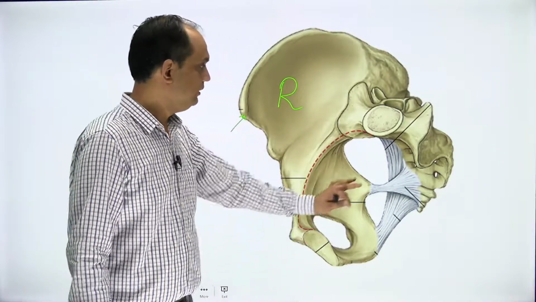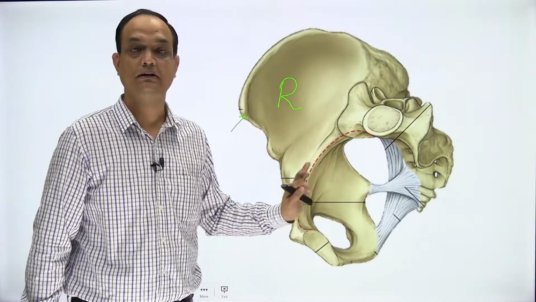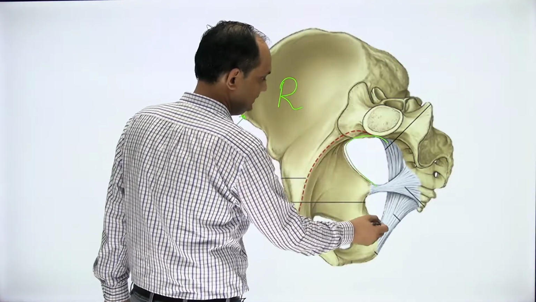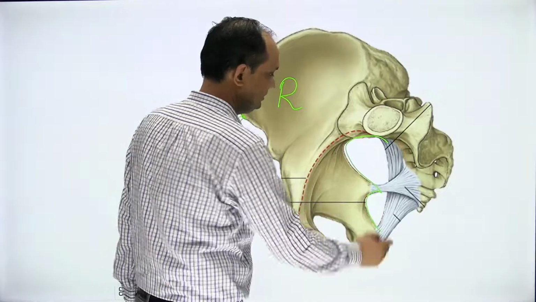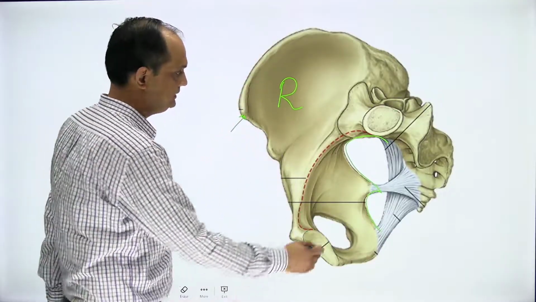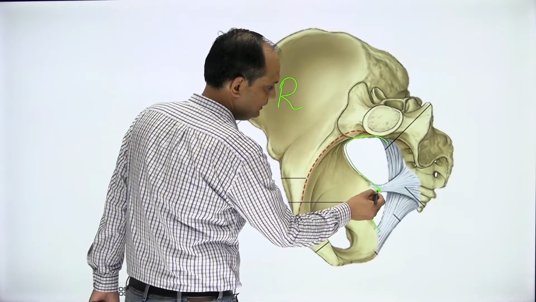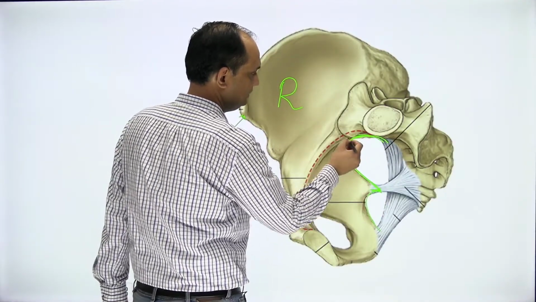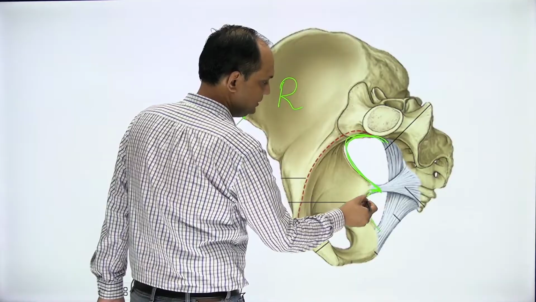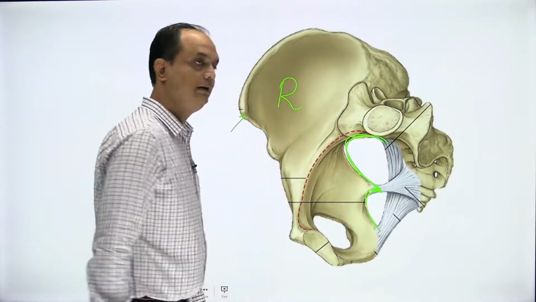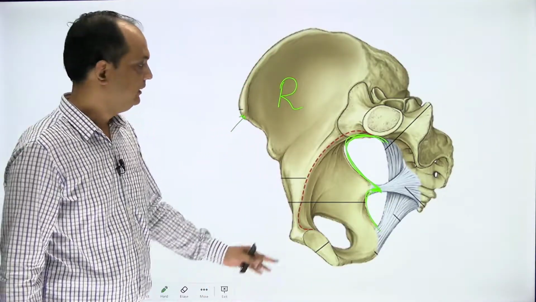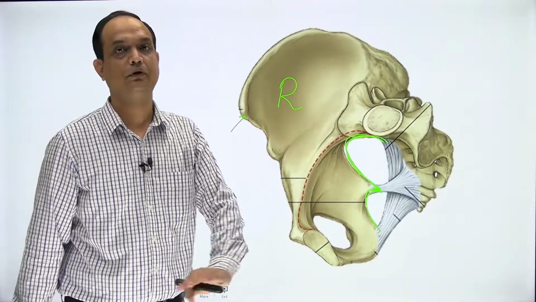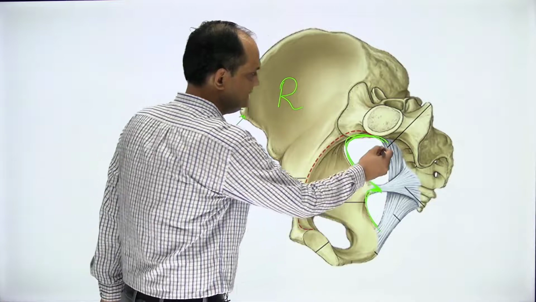Clear? Now what you can appreciate here is that there is a greater sciatic notch and a lesser sciatic notch. These two start from this point, which is known as the ischial spine. Above the ischial spine you have the greater sciatic notch, and below the ischial spine you have the lesser sciatic notch. Now these two notches are converted into the respective foramina with the help of these ligaments.